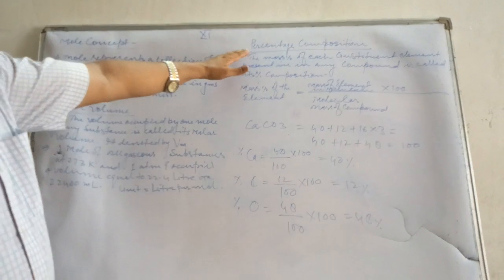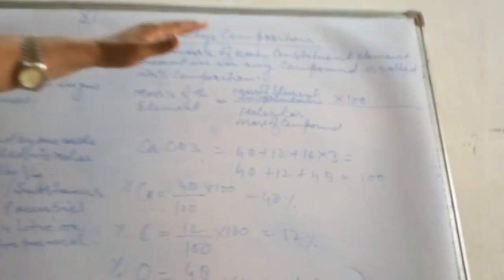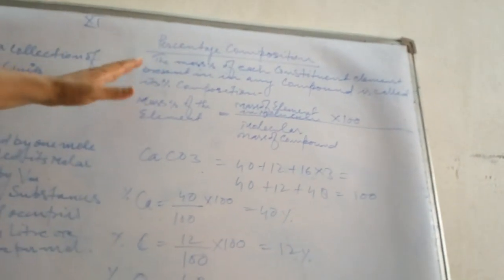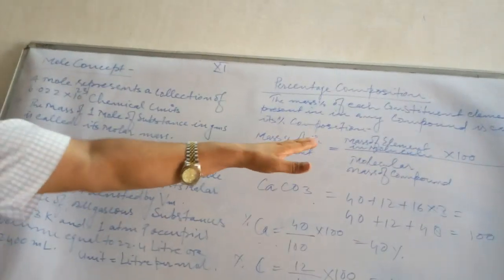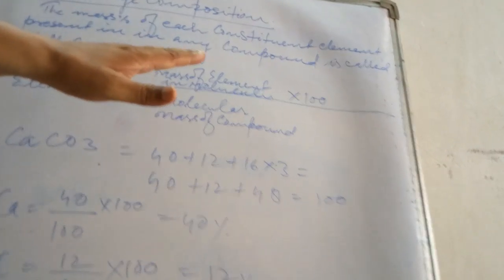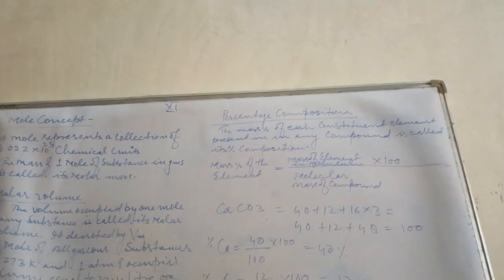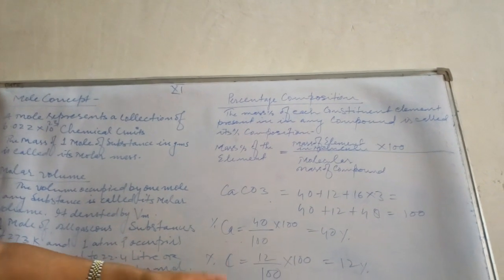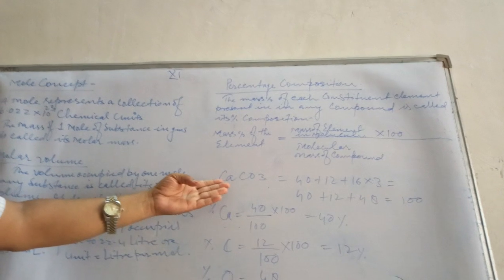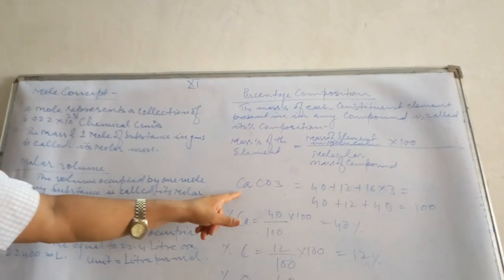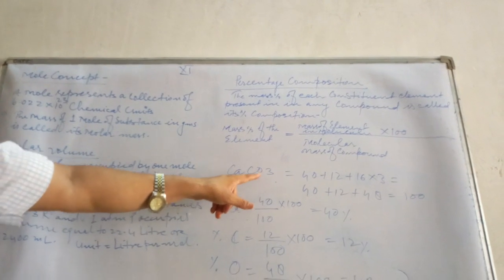Children, the mass percentage of each constituent element present in any compound is called its percentage composition. Very simple. Mass percentage of the element is equal to the mass of the element in the molecule times 100 divided by the molecular mass of the compound. One example I am sharing with you, children. This is calcium carbonate, limestone, so consider calcium carbonate. How many constituent elements are there? Calcium, carbon and oxygen. 1 atom of calcium, 1 atom of carbon, 3 atoms of oxygen.